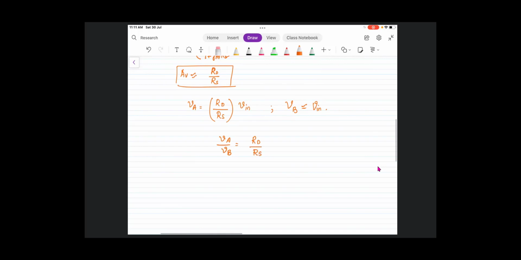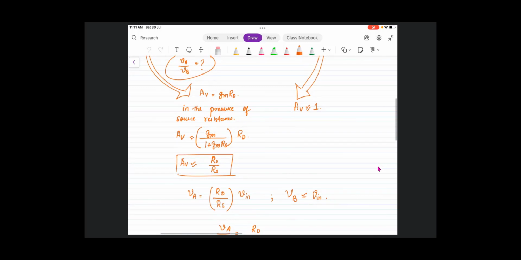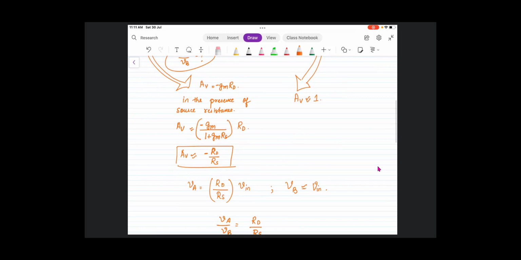Now here is one point that I am missing: when it is in common source, there is a 180 degree phase shift. So there will be a minus also present, right? They have not asked for the magnitude, they have asked for the exact ratio.